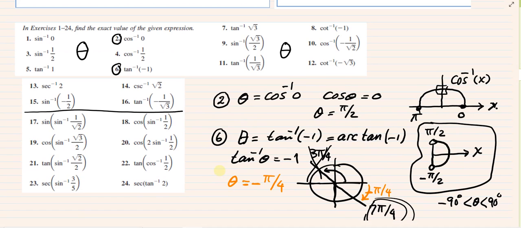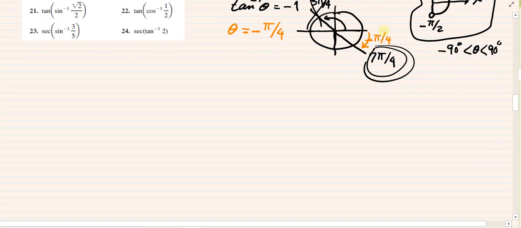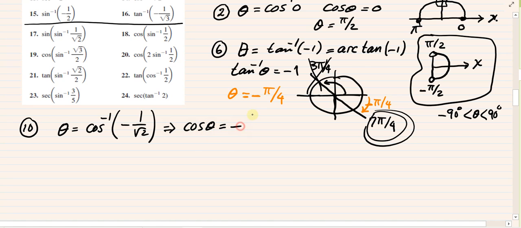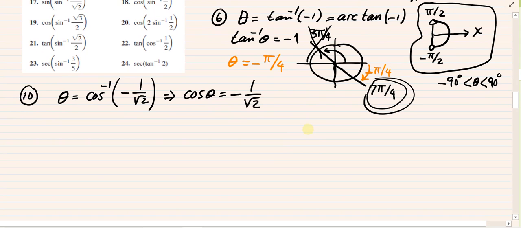Now we're not doing any calculus, by the way. This is all just a review of your trigonometry so far. In number 10, we have cosine inverse of -1 over root 2. Let me write theta equals cosine inverse of -1 over root 2. So from this, again, by definition of inverse, we have cosine of theta is -1 over root 2. So the reference angle is going to be 45 degrees, right? Cosine is negative. So ordinarily, with respect to the unit circle, cosine is negative in the second or third quadrant.